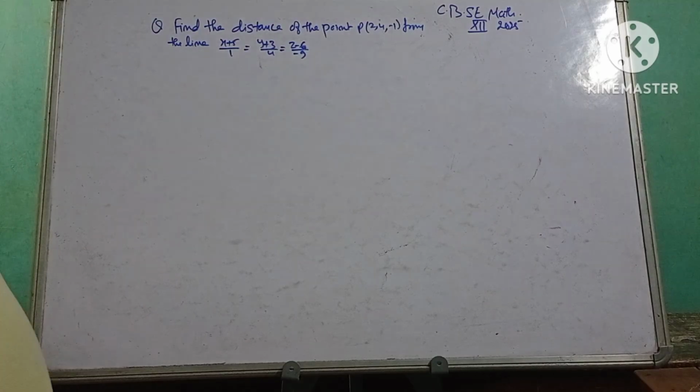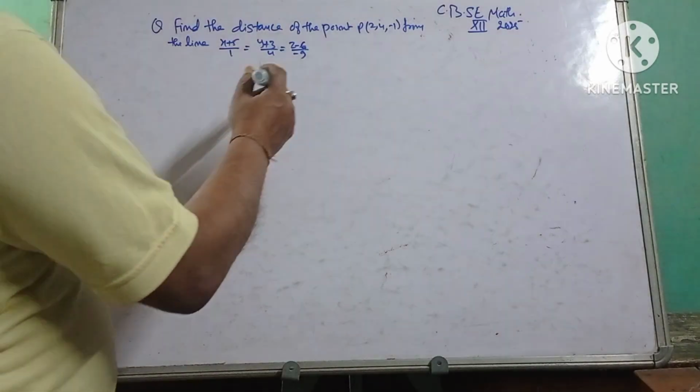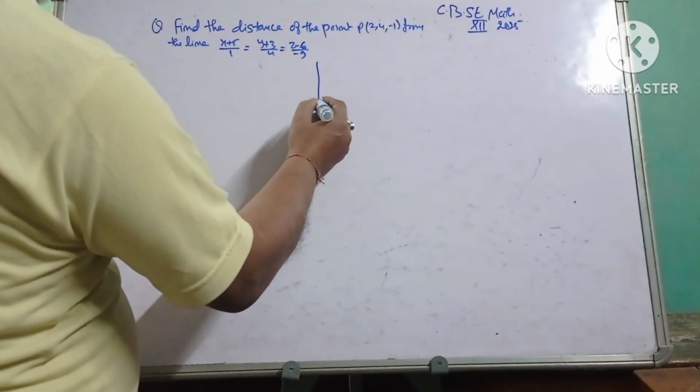Now my next question, find the distance of this point from this line. The figure is somewhat like this.